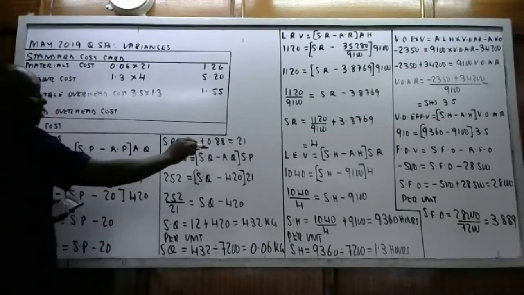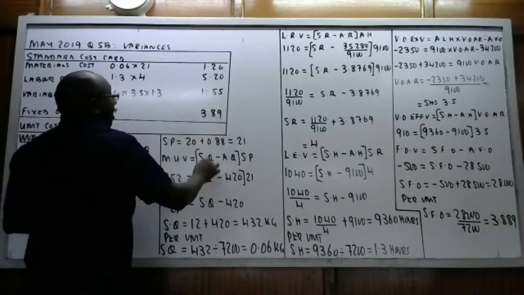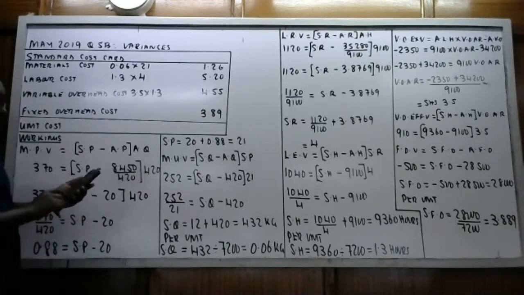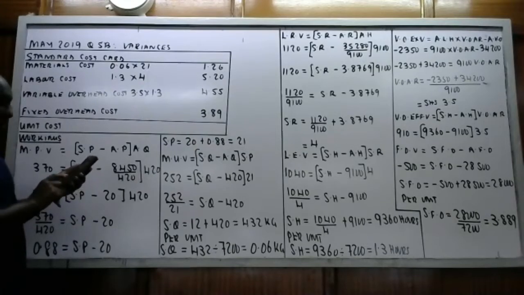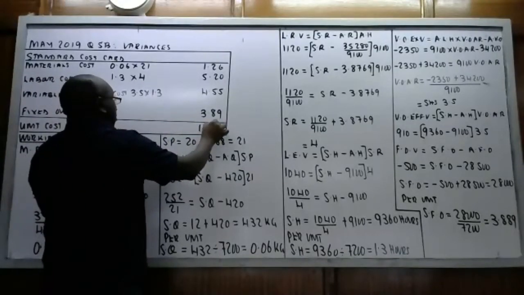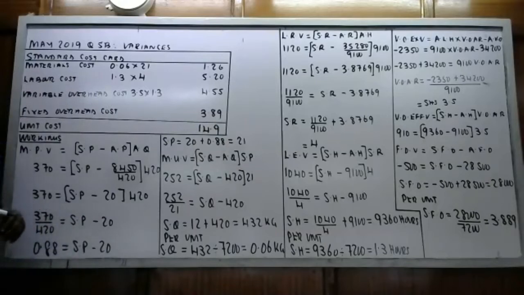And the fixed overheads per unit, we can make it 3.89, two decimals like these others. So then 3.89 plus 4.55 plus 5.2 plus 1.26 is 14.9.